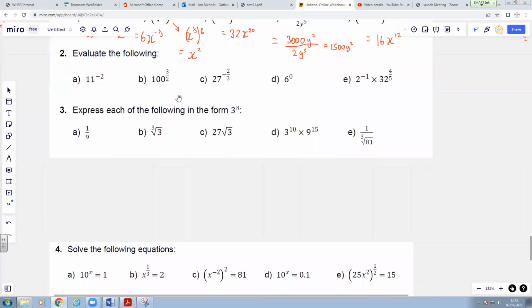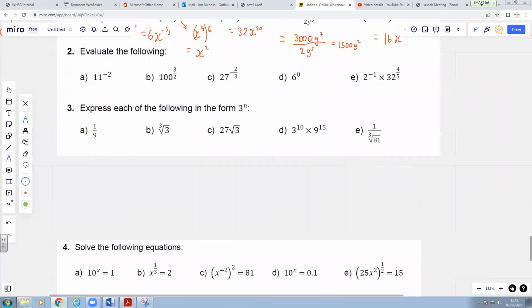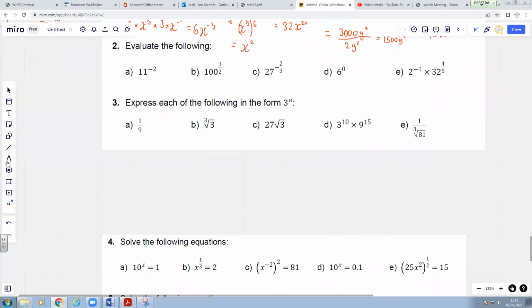Okay, right, let's go to the next row. This will be a little bit easier in some ways, provided you remember what your power rules are, which is x to the, well, let's do it with x, because we're going to do it with 11 in a second. X to the power of minus 1 is 1 over x. X to the power of minus 2 is 1 over x squared, and so on and so forth.